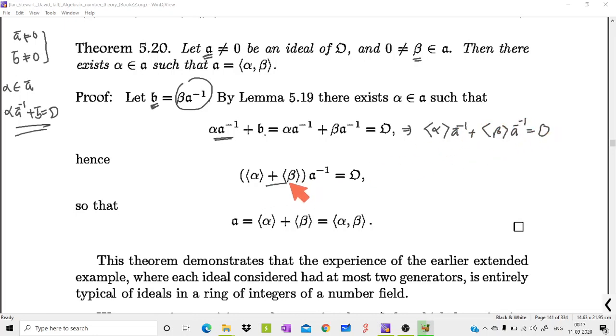Now we can write it as the ideal generated by alpha plus the ideal generated by beta, times A inverse, equal to O. By multiplying A on both sides, from the right side we get A, and the left side will be the ideal generated by alpha plus the ideal generated by beta. That is nothing but the ideal generated by alpha and beta, because this is the smallest ideal containing alpha and beta. So A can be written as the ideal generated by alpha, beta. So we can say that any non-zero ideal has exactly two elements which generate A. This proves theorem 5.20.